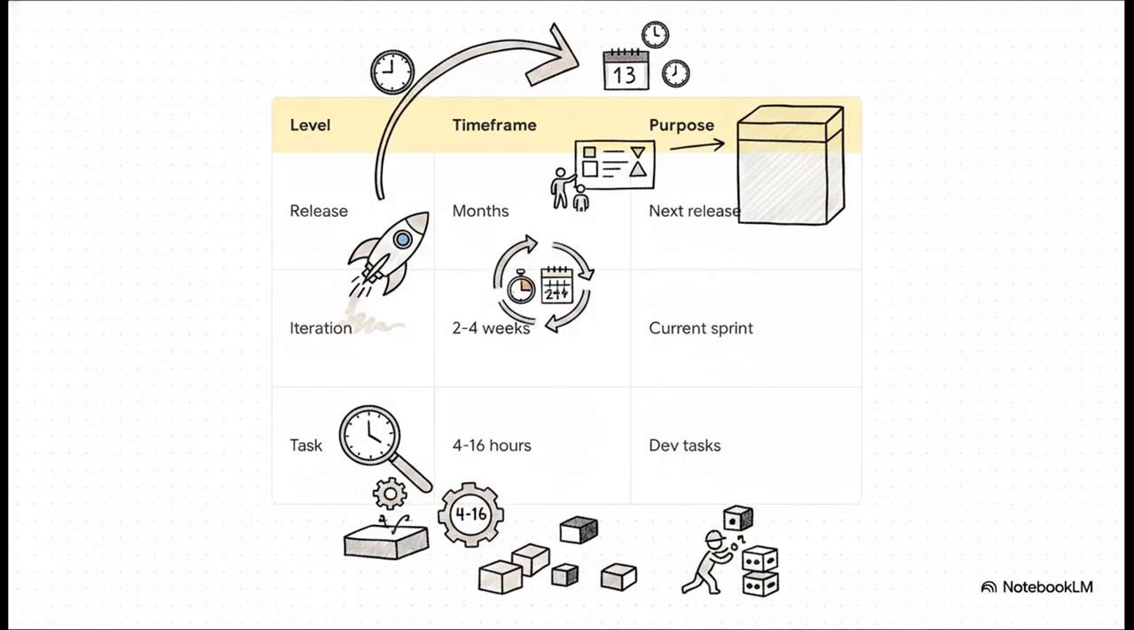At the top level, we have release planning. This looks several months ahead to decide which stories actually make it into the next major software release. The middle level, iteration planning, shrinks our horizon down to just 2 to 4 weeks, picking specific stories for the current sprint based entirely on the team's velocity. Finally, task planning happens right at ground level, dealing with a 4 to 16-hour window where we break those accepted stories down into highly specific developer tasks.